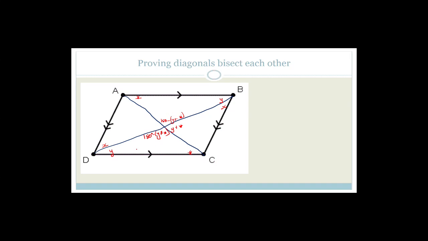So we now know that this triangle here, we didn't need to do that. I don't know why I was doing that. I was just on a roll.